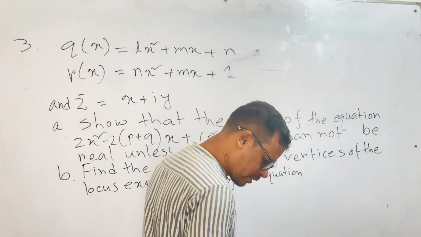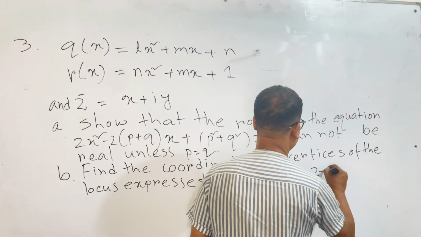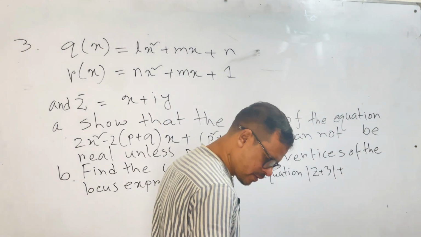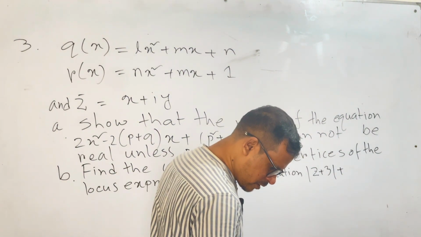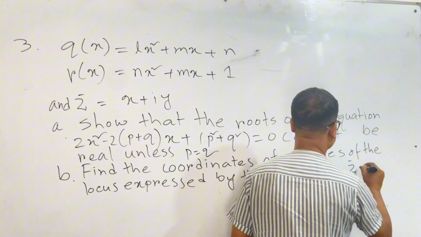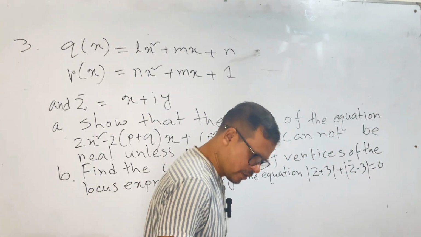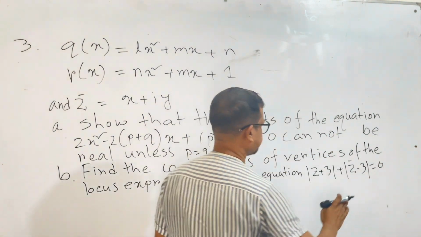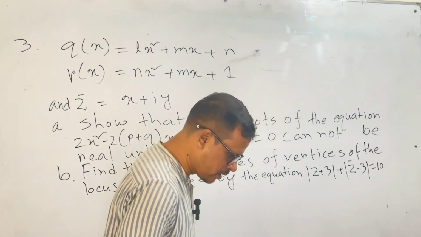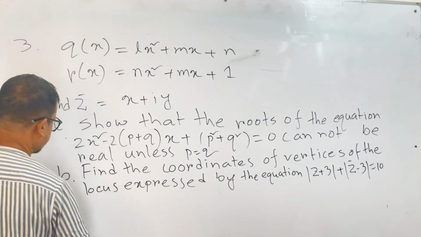What's the equation? Absolute value of z plus 3 plus absolute value of z bar minus 3 equal to 10. Mark 4 equal to 10. Mark 4. C. What does this say?